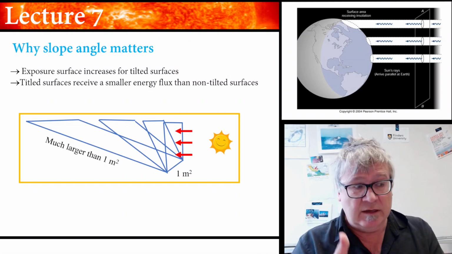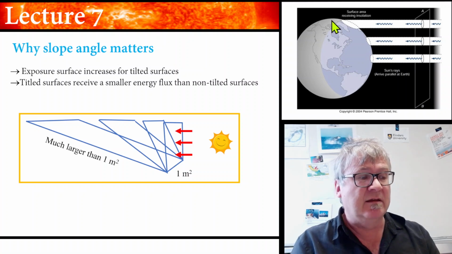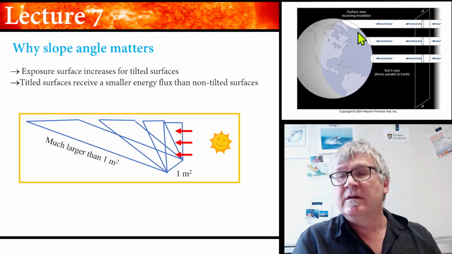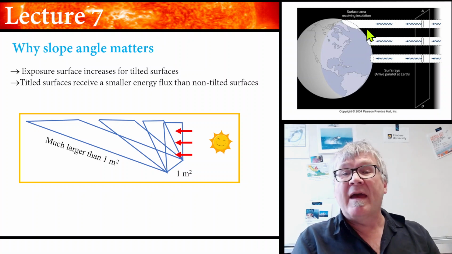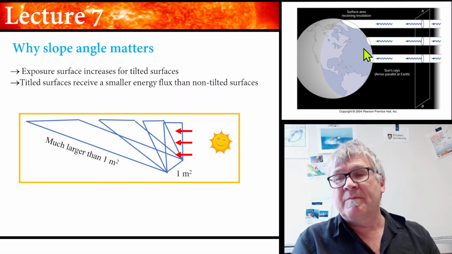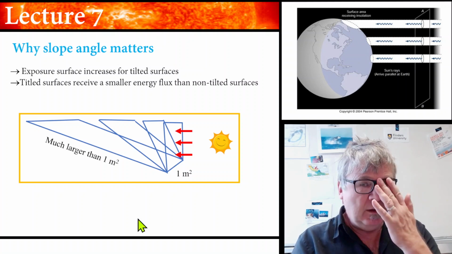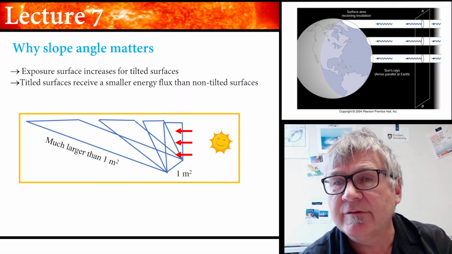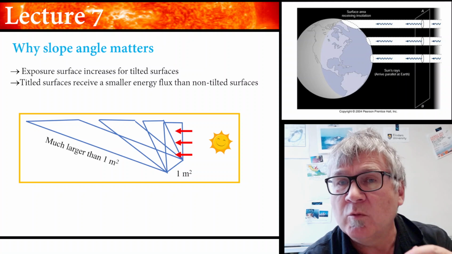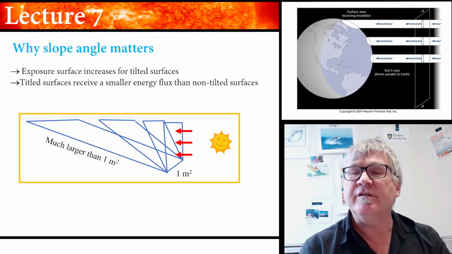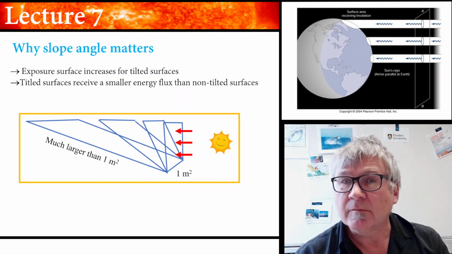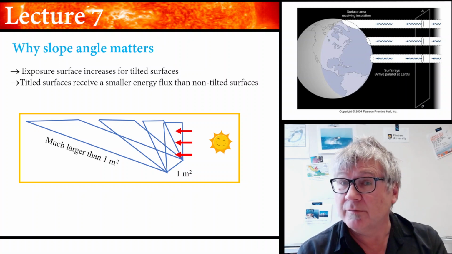Distance. You can see in that sketch above me that there is an increase in the distance. It's a slight increase of the distance, but the slope angle makes a big difference. What it means is that different regions on Earth receive different amounts of solar radiation. And that is important.